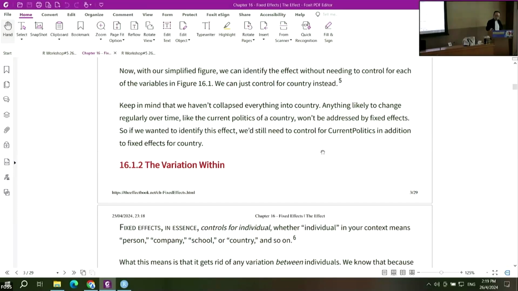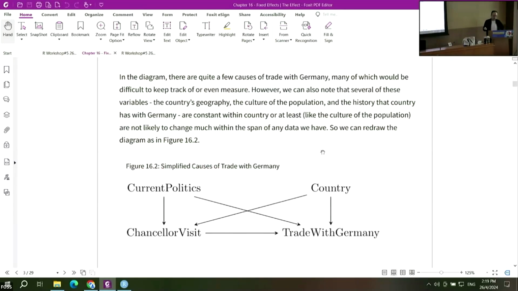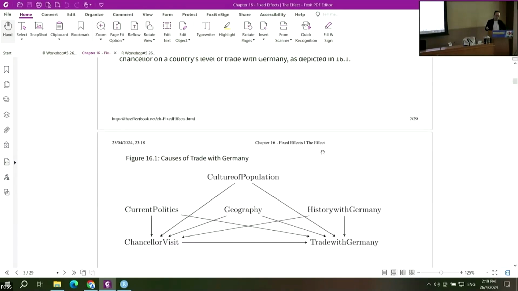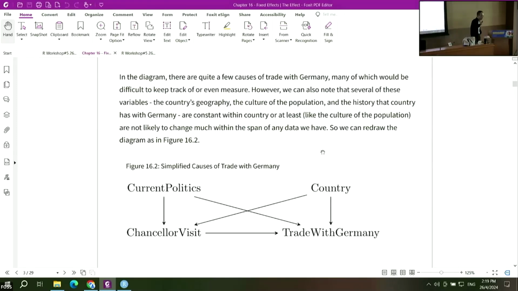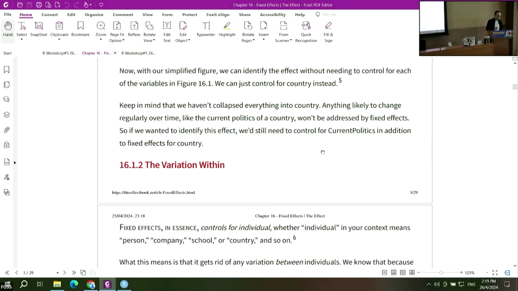So for now we have looked at two examples. One is on the country level, and the other one is on the geographical level, like the town level. Both are locations. Countries, towns, both are locations. So what are we doing when we control this country level fixed effect?